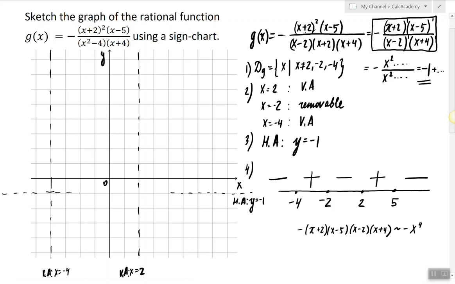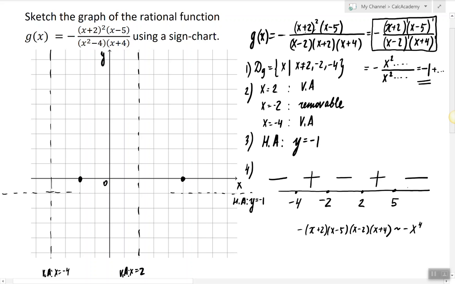Now, in order for us to graph the rational function, we need to interpret this sign chart. We're going to start by placing all the x-intercepts on the x-axis. So we have x-intercepts at negative 2 and 5. We have asymptotes at negative 4 and 2. And now, one by one, we're going to interpret every sign change.